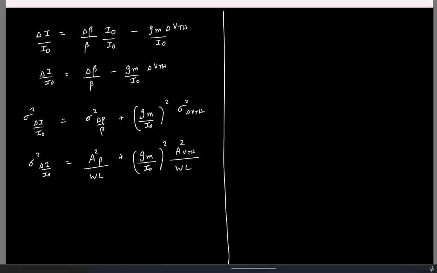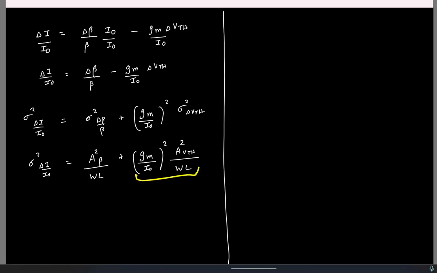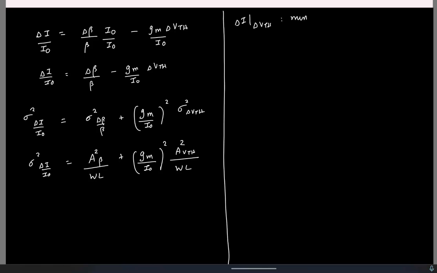So now, let's say if I want to reduce the variation in the current, or the change in the current due to mismatch, due to beta, the only thing we have to make sure is this term itself is small. That is not under your control mostly, because A beta is fixed by the process. So you can only increase the area, right? Now the error in the current due to threshold voltage mismatch, which is the second term, you see that it depends on this ratio GM by I. So you have an additional control in your design. Okay. So if I want to have delta I due to delta VTH to be small, I need to make sure this ratio is reduced.